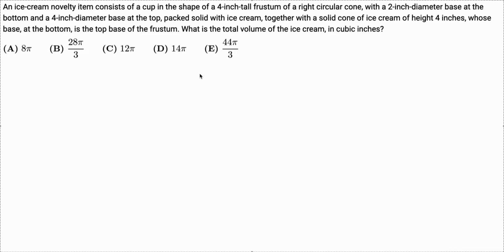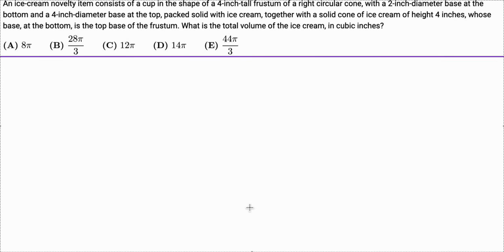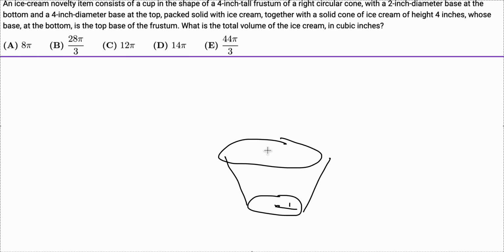Let's find the area of this ice cream. An ice cream novelty item consists of a cup in the shape of a 4-inch tall frustum of a right circular cone. So what does that even mean? I'll draw it out. This one is going to have radius 1 because it has a 2-inch diameter, that's the bottom. Then the top part is going to have radius 2, which is a 4-inch diameter. And so this height right here, and that's supposed to be the same point, this height is also 4 inches.